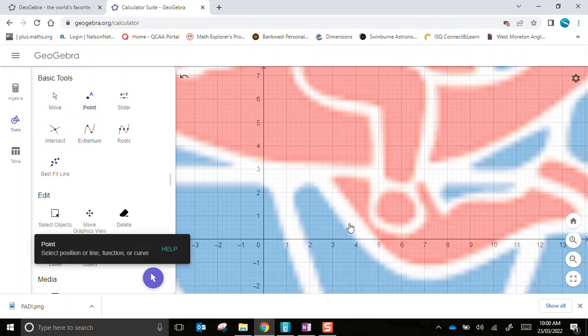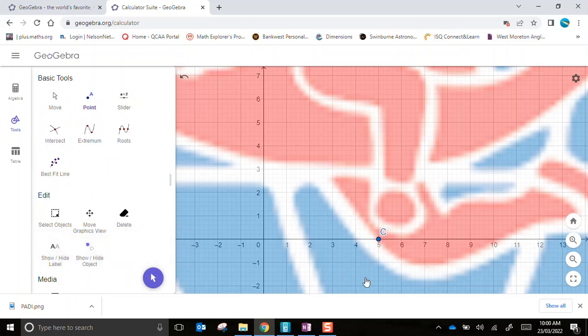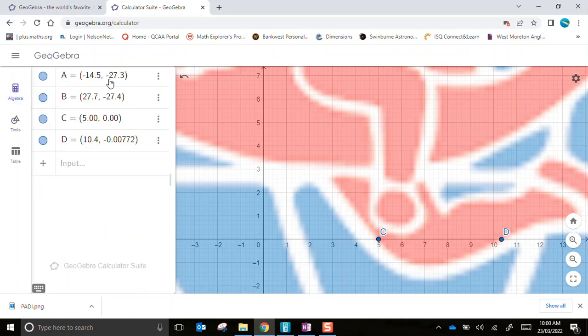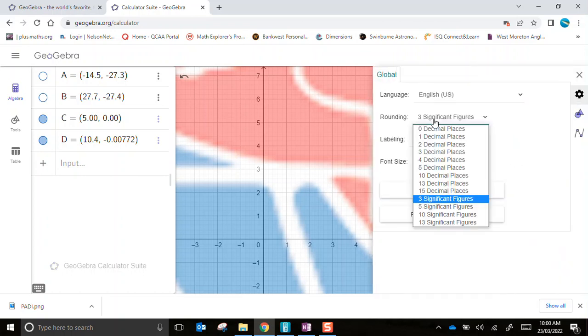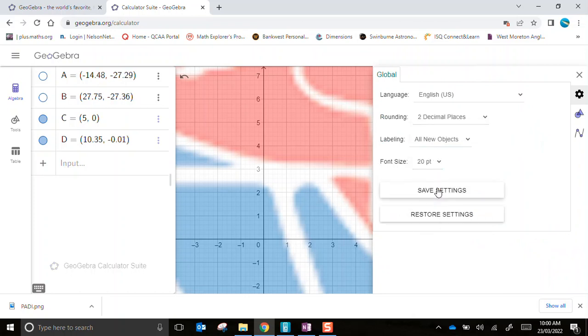Now you select that tool. I'll place a point here at the first root, and then I'll place another point over here at the second root. I'll check the values of those. So don't worry about point A and point B. They were the points at the bottom of the picture. It's point C and point D I'm interested in. Now, it seems like point C and point D are close to zeros. I've got the settings here. So if I go to the settings and then again the cog, I've got three significant figures. It might be better off if I just display, say, 2 decimal places.